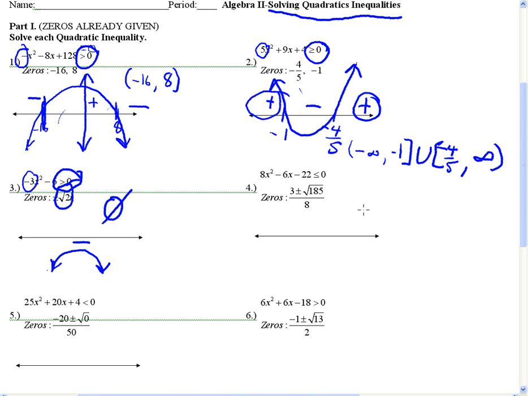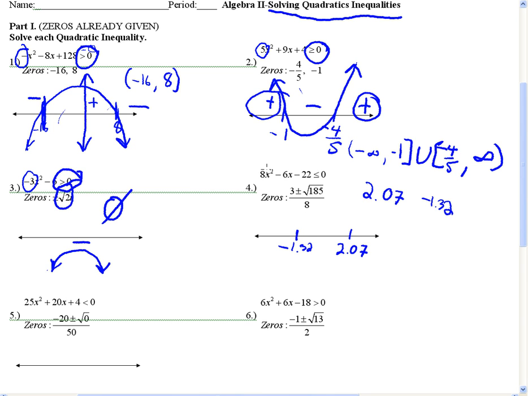So let's try to get a decimal approximation. So we want to split this up. 3 plus the square root of 185 over 8, and that's about 2.0 something, let's say 2.07. And 3 minus the square root of 185 over 8, which is about negative 1.32. So those are the zeros. Let's put those on the number line. Negative 1.32 is right here, and 2.07 is right here.